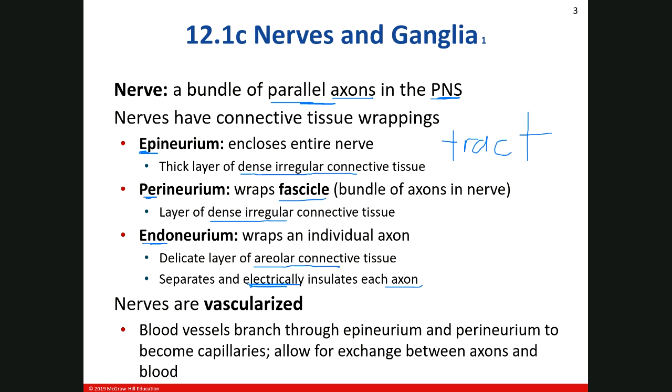In addition to having connective tissue coverings, our nerves need to be vascularized. Makes sense. They need nutrients just like any other type of soft tissue. So we'll see small blood vessels in the outer layer, the epineurium, and we'll also see them in the middle layer, the perineurium. We'll see these blood capillaries so we can get our nutrients and get rid of our wastes for these axons and neurons here. All right, so here's a quick picture.